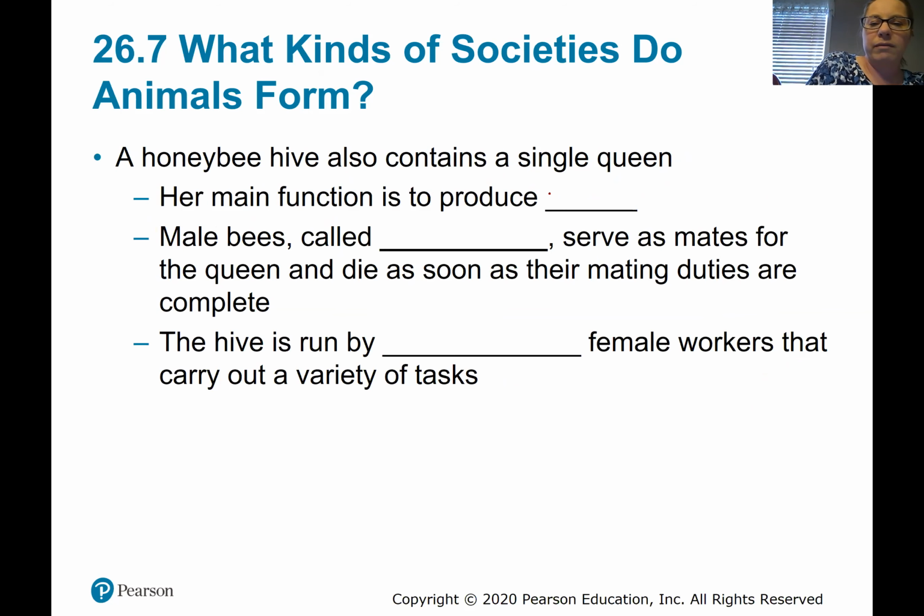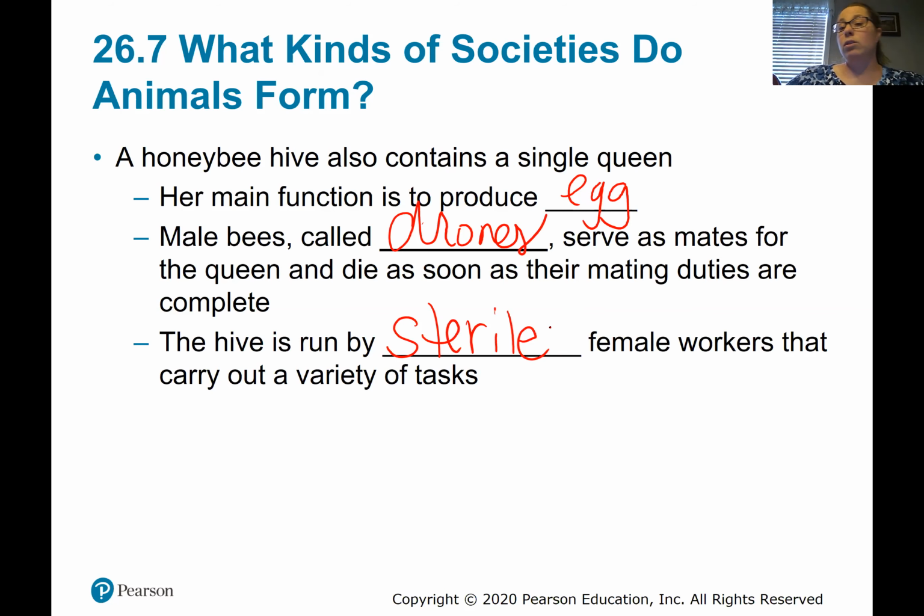The queen's main function is to reproduce and form the eggs. The males are called drones, and all they do is mate and then die. And then sterile females basically do all the work. So that is a bee society. I also have an ant video that I'd like for you guys to watch and look through as well for credit.